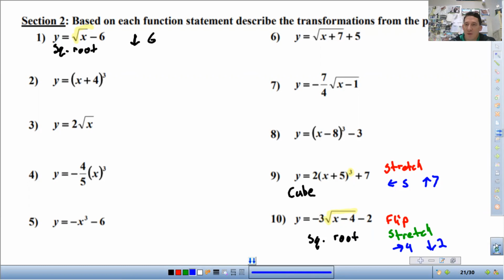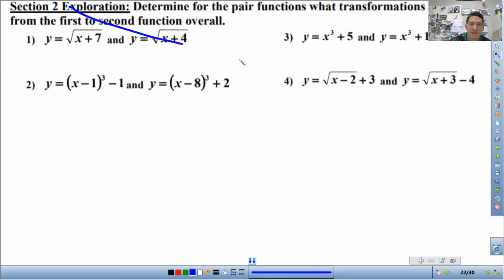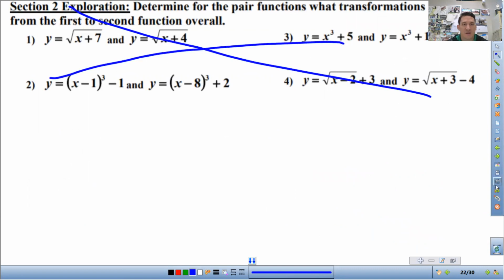All right. Things you want to pay attention to. If it's the number in front less than 1, this is going to be a shrink. 7/4 is greater than 1, so that's going to be a stretch with that 7/4. But we've done a ton of these. You should be pretty good at them by now. So we're going to move on. You can skip this section, the section 2 exploration. We won't be doing that.